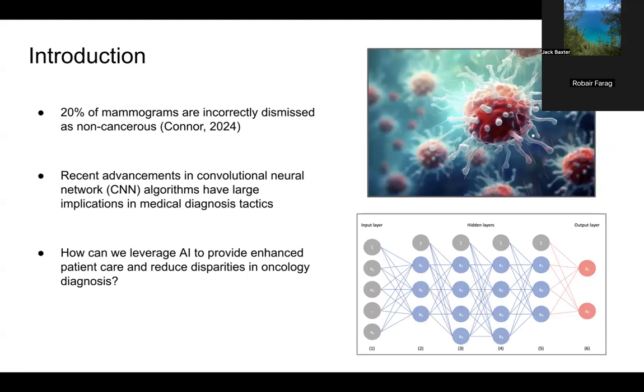So the first one is the introduction. After doing some research, 20% of mammograms are incorrectly dismissed as non-cancerous. Recent advancements in 2024 in convolutional neural network (CNN) algorithms have large implications in medical diagnosis tactics. How can we leverage AI to provide enhanced patient care and reduce disparities in oncology diagnosis? On the right side, we have an image of a cancer, and the image below gives an example of the input layer, the hidden layers, and the output layer.